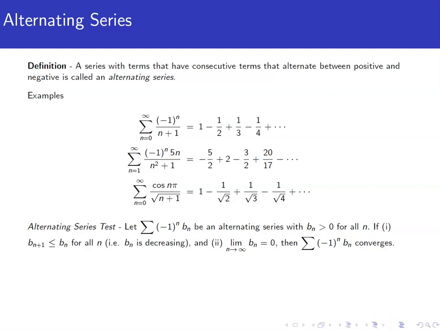Notice again, remember from the nth term test that we had before, it's not enough for the nth term to go to 0 to guarantee that a series converges. But for an alternating series, it's good enough if we have something that is decreasing and goes to 0, then it'll converge.